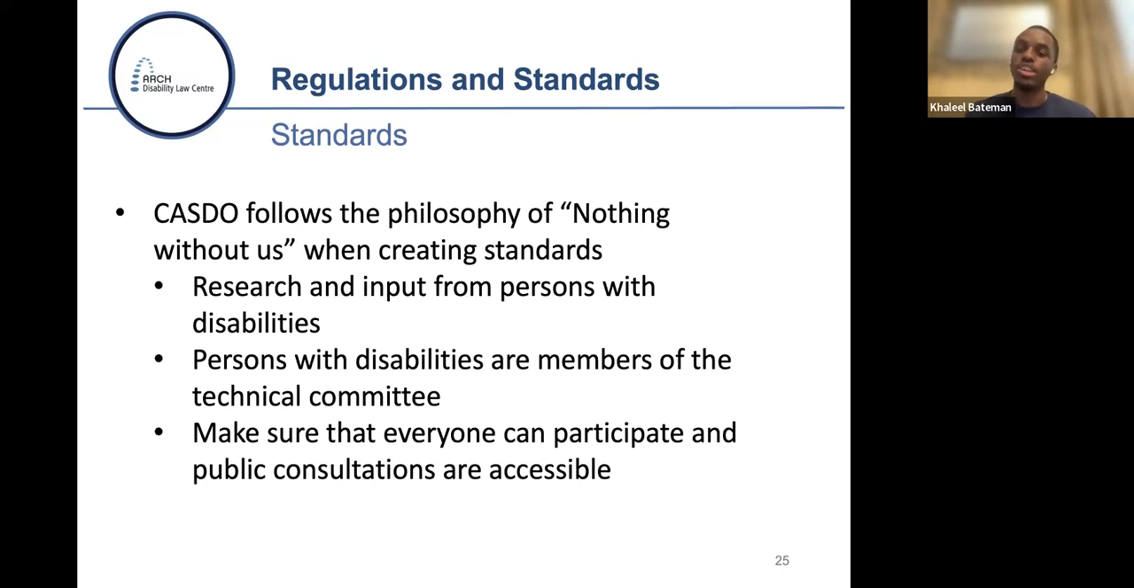CASDO holds that research and input from persons with disabilities are vital for the process. At least 30% of technical committees, which are groups of individuals formed to provide input and develop standards on certain areas, are made up of individuals with disabilities. CASDO also makes sure that the consultations for these standards are public and accessible to ensure full participation.